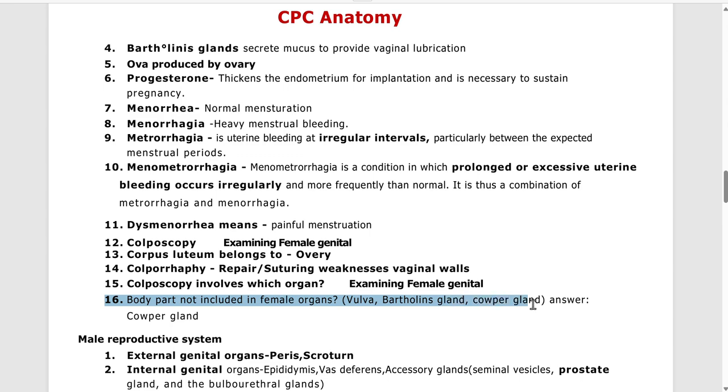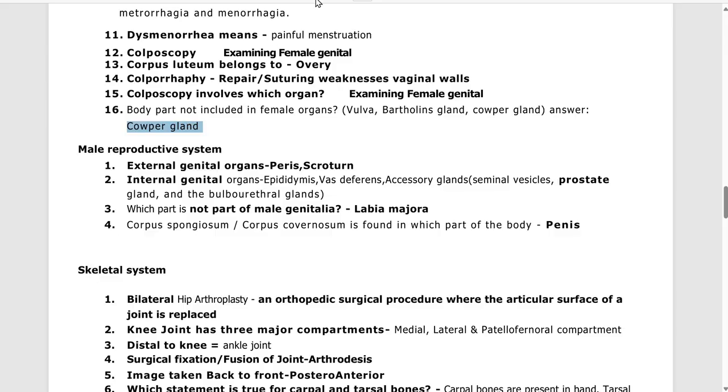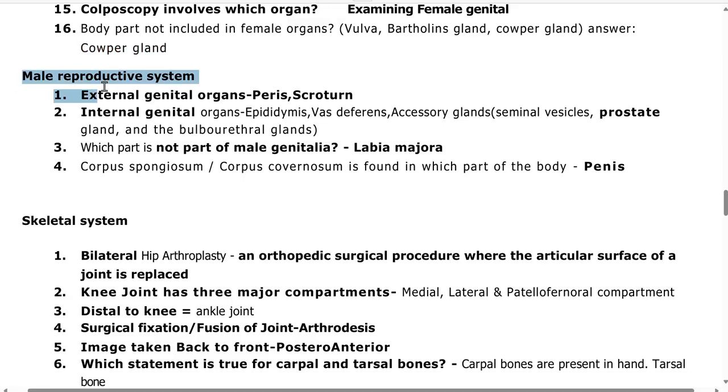Vulva, Bartholin's gland, Cowper gland. Answer: Cowper gland. Male reproductive system. 1. External genital organs: penis, scrotum. 5. Image taken back to front, posterior anterior.